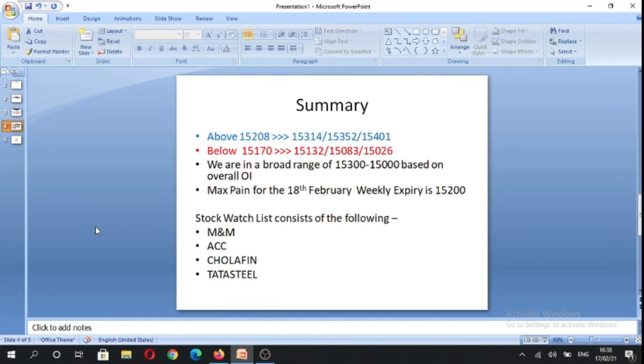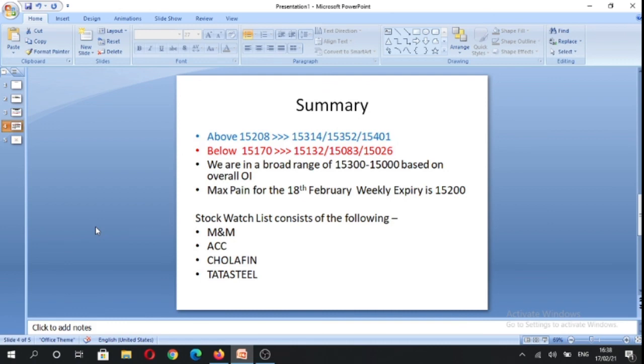So if market was to expire at 15,200 level, in that scenario, the majority of call and put option buyers are going to suffer highest amount of losses, and call and put option writers are going to suffer the least amount of losses if market was to expire tomorrow in between 15,175 to 15,225 range.